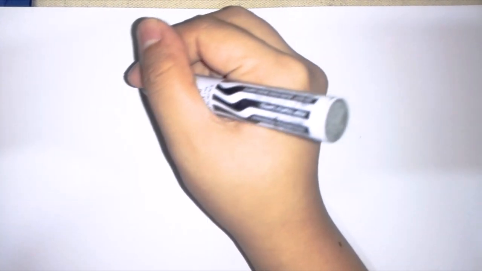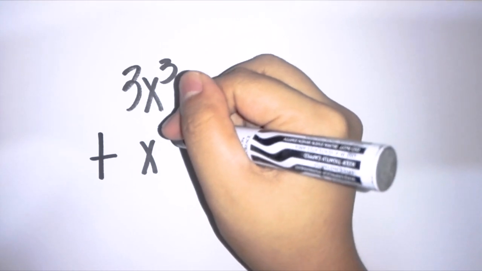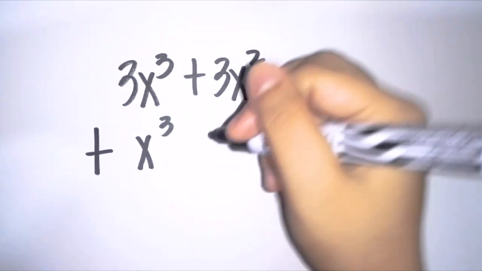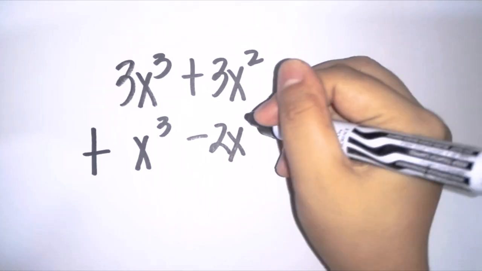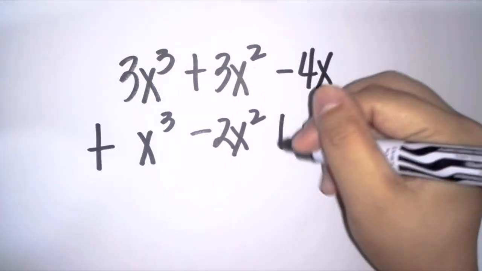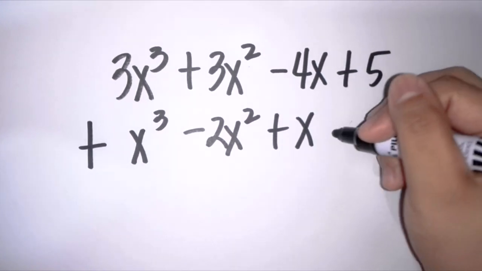This time, let's solve this problem using the vertical method. Put each variable in its own column. In this case, the first column will be the x cubed column. The second column will be the x squared column. The third column will be the x column. And the last column will be the constant column.